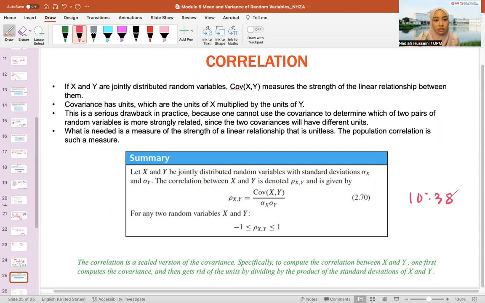So for correlation, if x and y are jointly distributed random variables, covariance tells us the strength of the linear relationship between them. Covariance has units. I did not mention this before. Covariance actually has units, which are the units of x multiplied by the units of y.